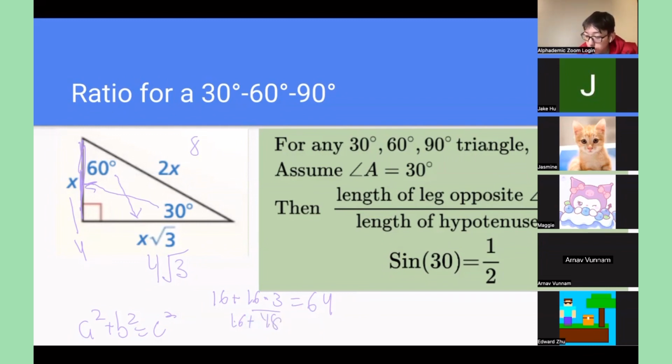And then, for any 30-60-90 triangle, assume that angle A is equal to 30 degrees. Then the length of the leg opposite angle A divided by the length of the hypotenuse equals 1/2. Which gets us sine 30 equals 1/2.